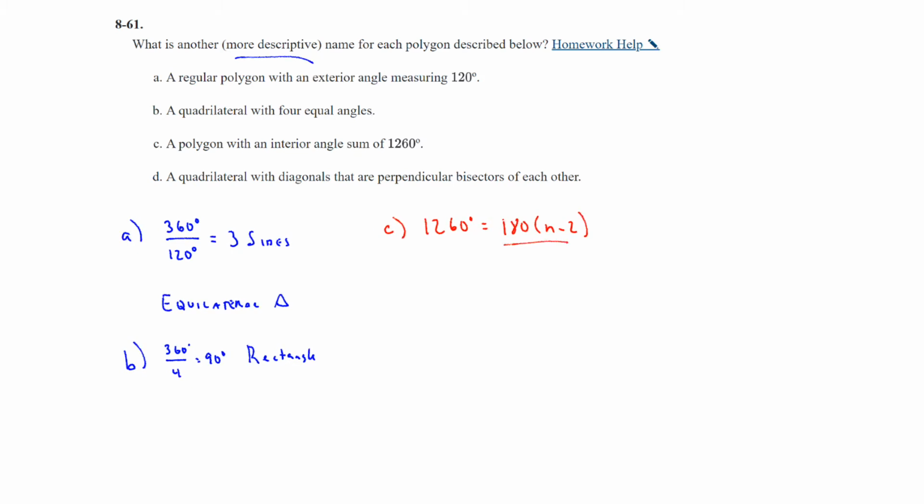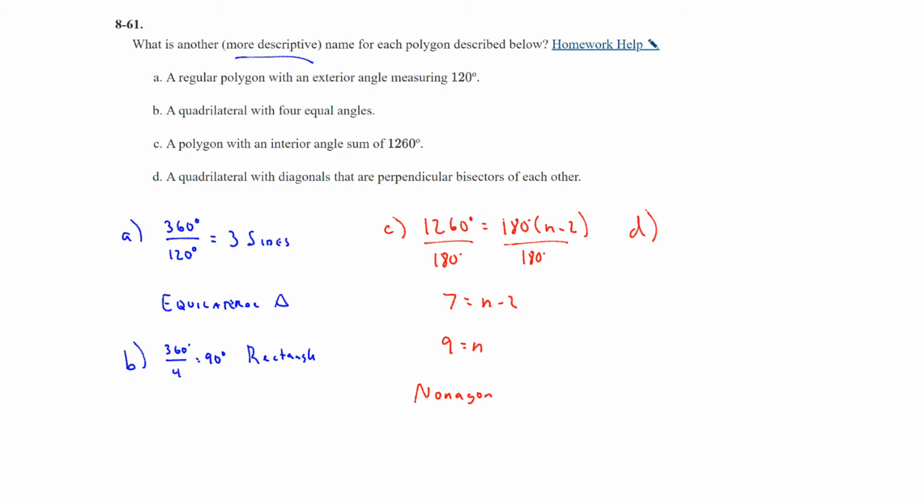So I'm going to go ahead and divide by 180 degrees here. And that is 7 is equal to n minus 2. Could have distributed first, but either way is fine. Add 2, and n is equal to 9. So a polygon with interior angle sum of 1,260, if it's 9 sides, then we're looking at a nonagon.